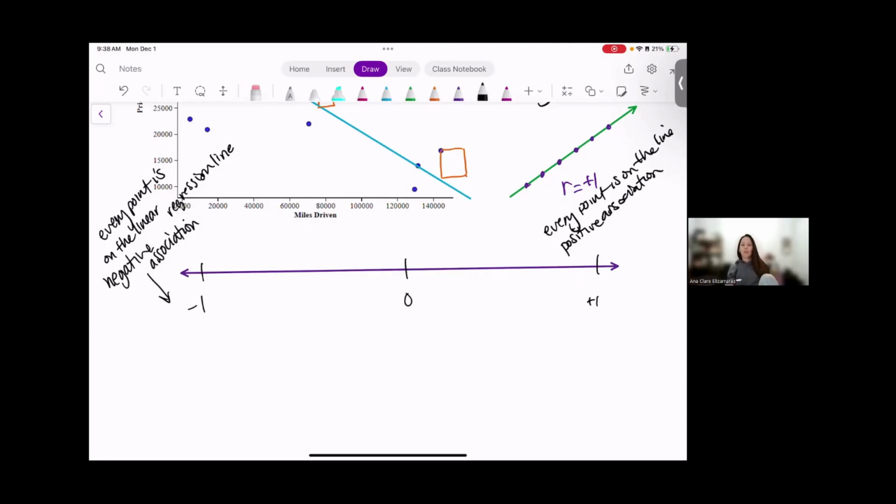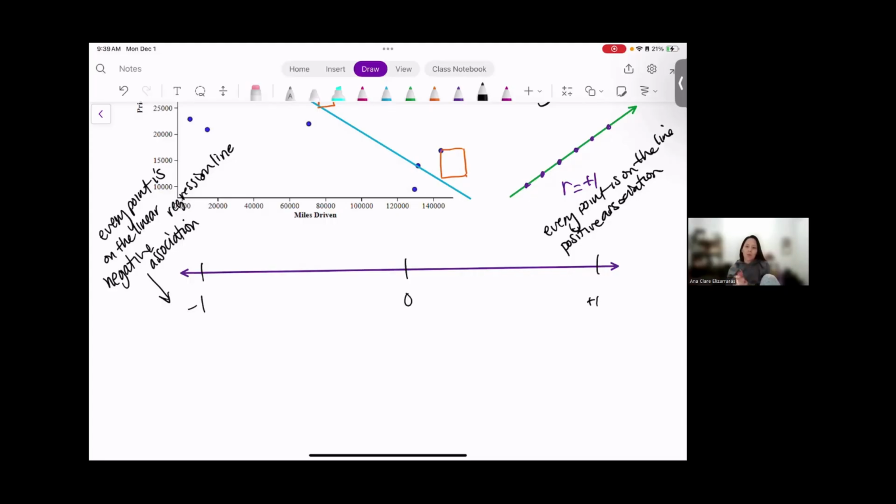Now, one thing to note is that when we are talking about R, this relates to two variables and linear regression. It is describing the strength of a linear relationship. We are not talking exponential, logarithmic, quadratic, any of those types of regression equations. We are talking specifically about linear regression.